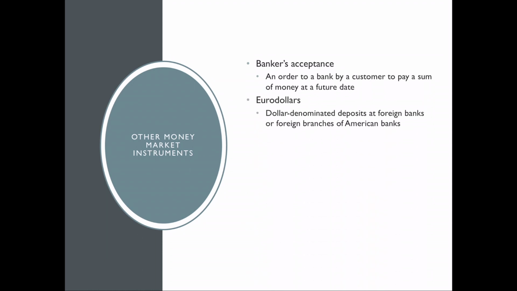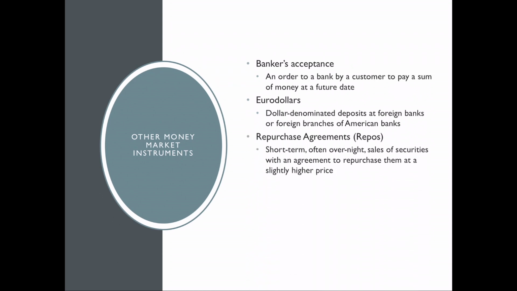We also have Eurodollars, which are dollar-denominated deposits at foreign banks or foreign branches of American banks. So this is essentially a way that you can escape the Federal Reserve regulation. Even though they're called Eurodollars, it's not just in European banks. So these are dollar-denominated deposits at foreign banks. It doesn't necessarily have to be in European banks. But this is how you can escape the Federal Reserve regulation. There are also repos or repurchase agreements. These are short-term, often overnight sales of securities with an agreement to repurchase them at a slightly higher price.